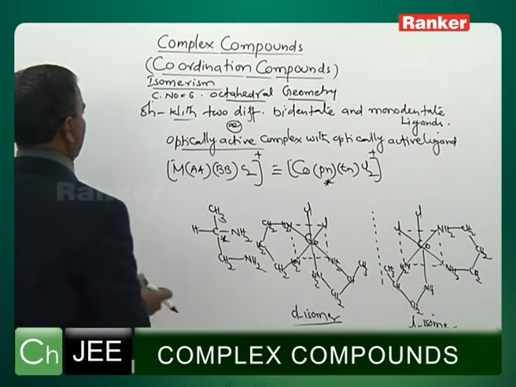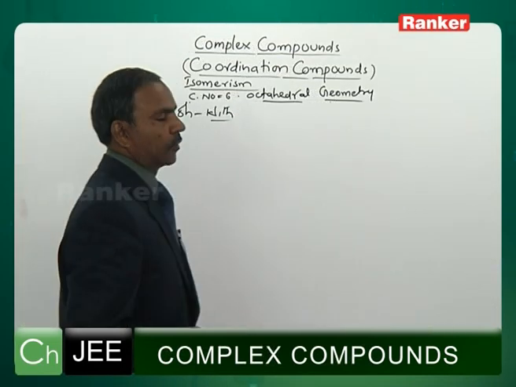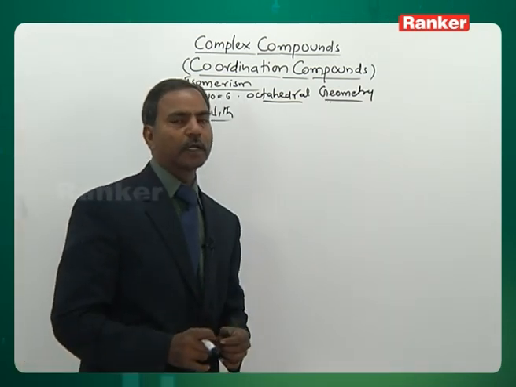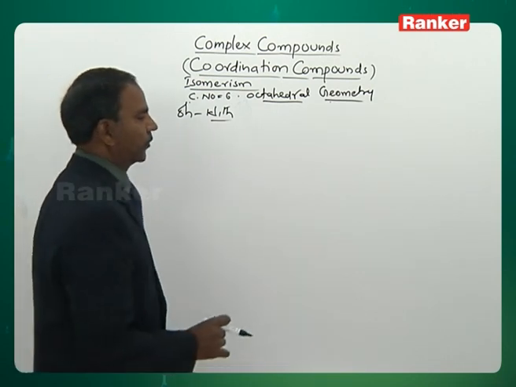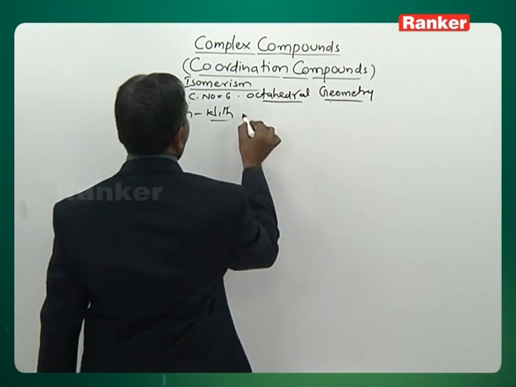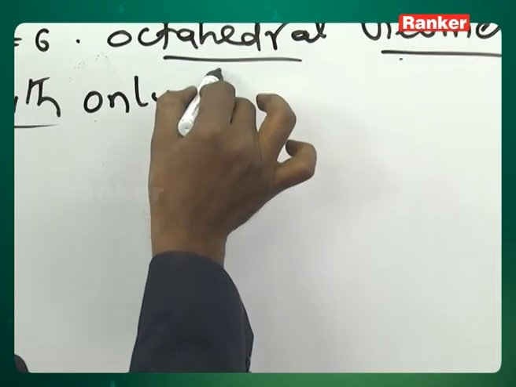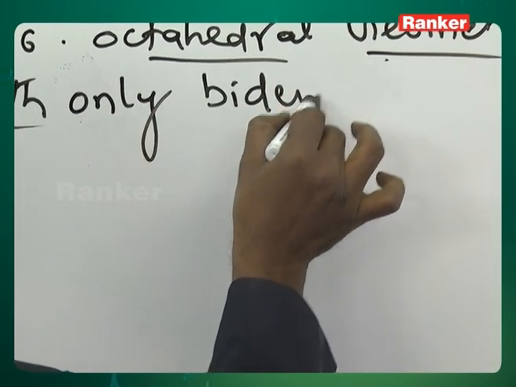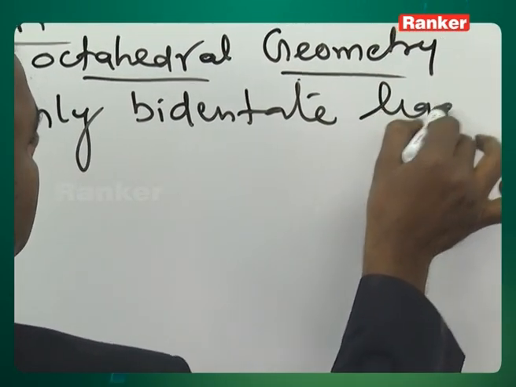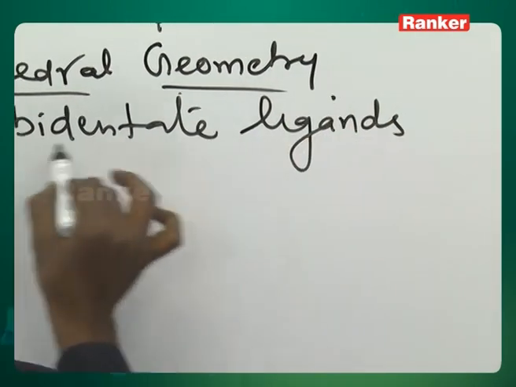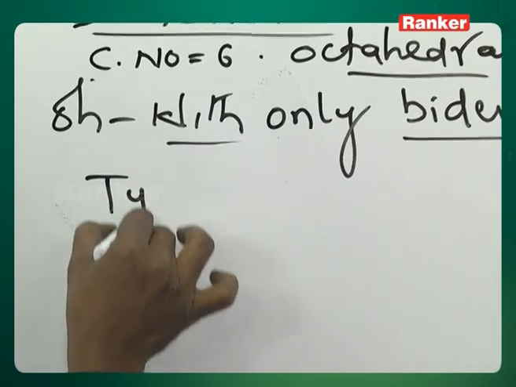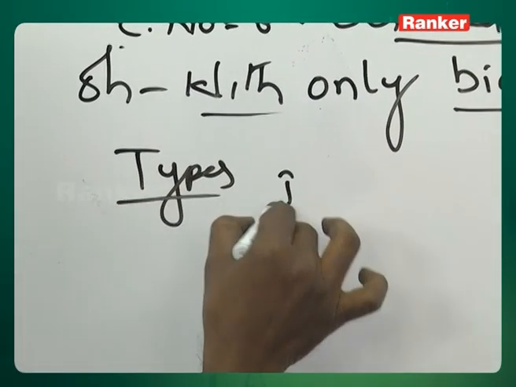With only bidentate ligands. But all these structures you have to practice once or twice, otherwise you cannot directly put them in the examination wherever required. Once or twice you have to practice on paper all these different models. Octahedral with only bidentate ligands. Under this, let us write the first type. Take this.